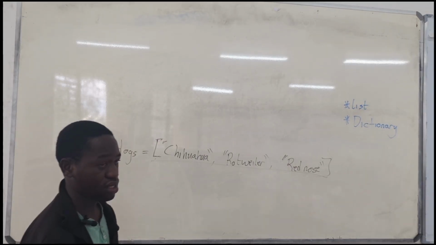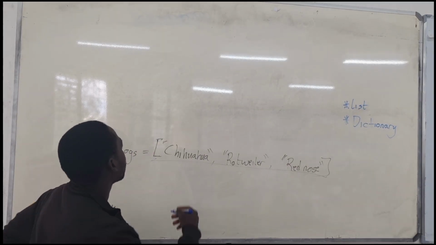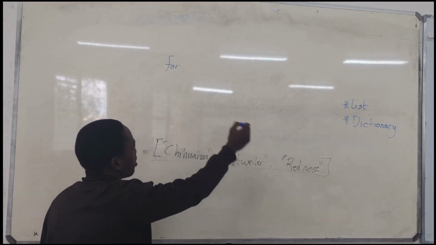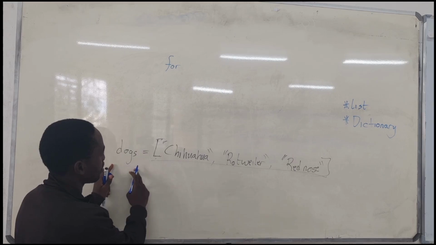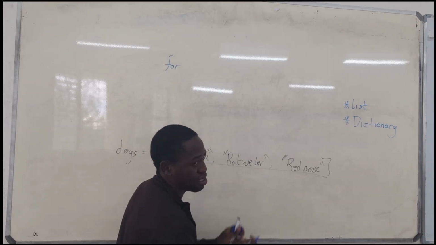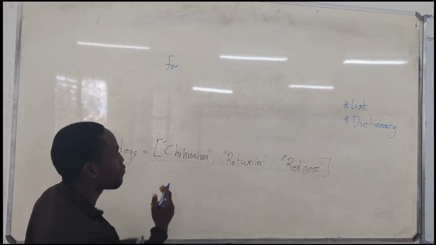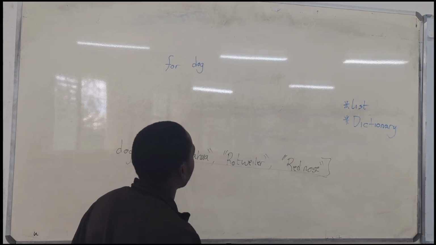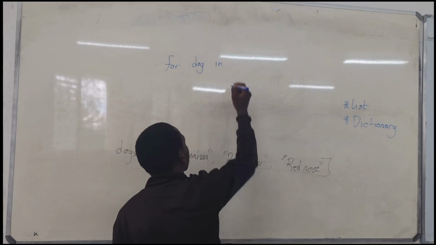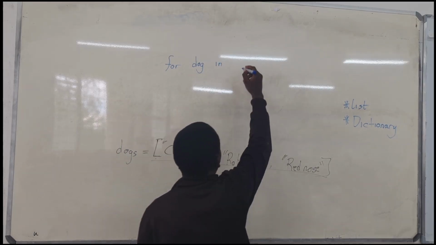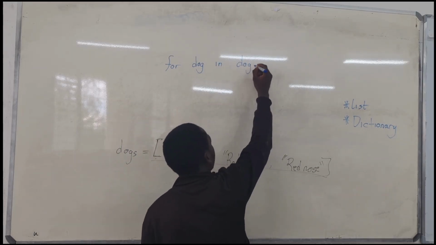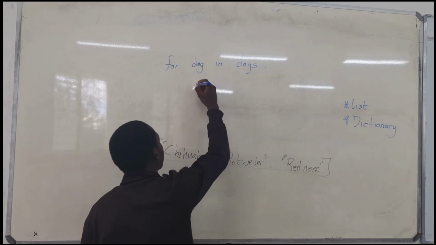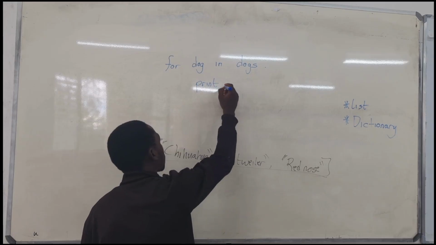You'd create a for loop. But this time it will be for, and then since we have a list of dogs and we want to print each individual one, you'd say for dog, singular, in the list dogs. Print dog.